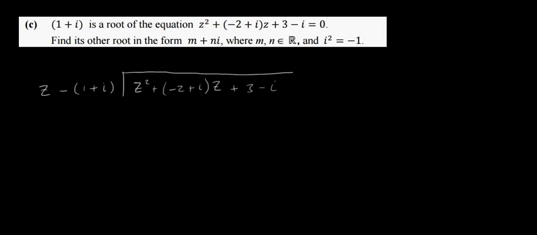So let's do that. You divide the z into z squared here, and you get z, so multiply the z by all of this here, and you'll get z squared. Then you'll get minus 1 plus i times z. Okay, so we put a line under this, and usually what we do then is we subtract all of this here. So let's do that.